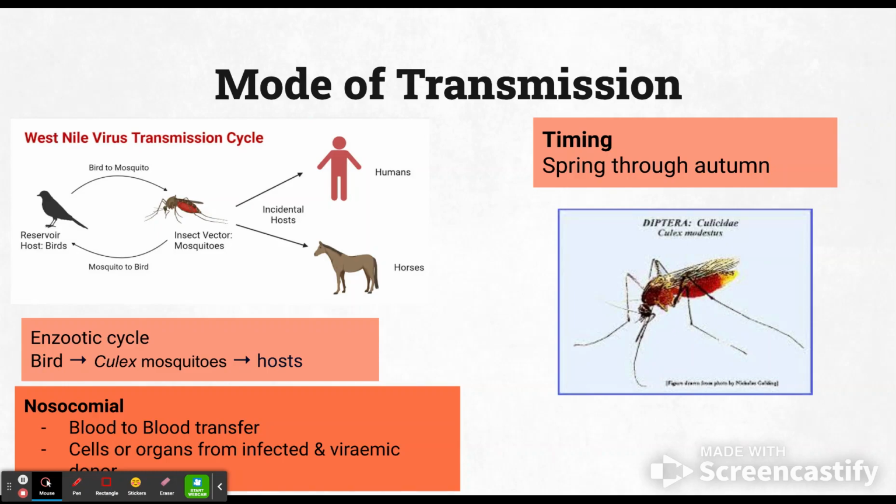All right, and then the mode of transmission. It starts in the reservoir of a bird and then is transmitted to the vector, which is the mosquito, and then it can go either to humans or to horses, and it's part of the enzootic cycle. And it can be blood-to-blood transfer, so it could happen in a hospital through cells or organs that are infected with the blood, or there are also cases where it was transmitted through breastfeeding, so the baby then got West Nile virus. And the timing when it is transmitted the most is through spring and autumn, and that's when mosquitoes are most prevalent.